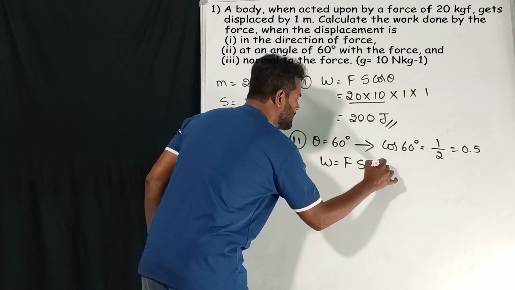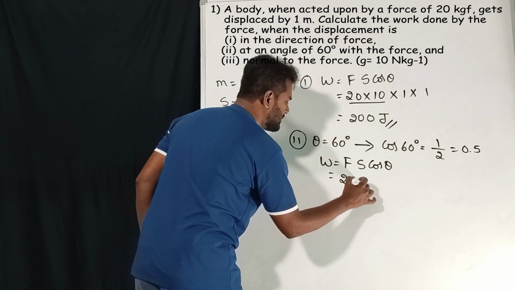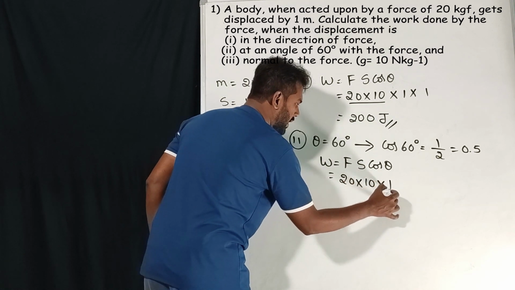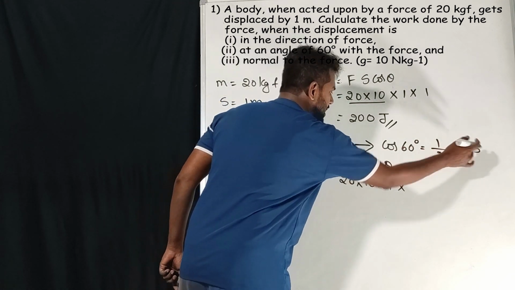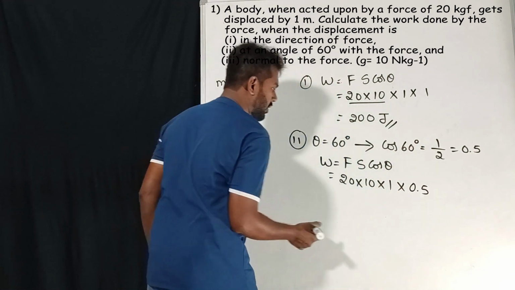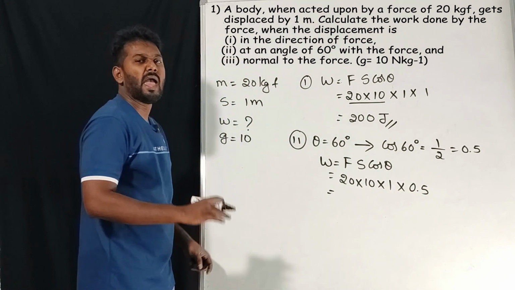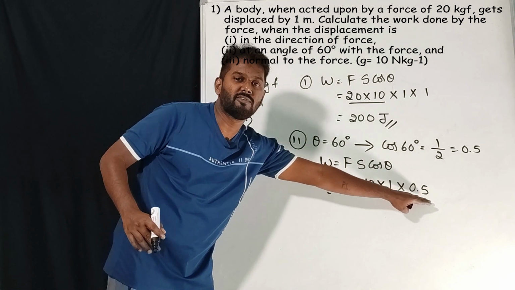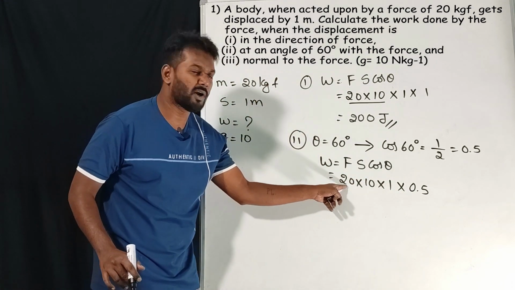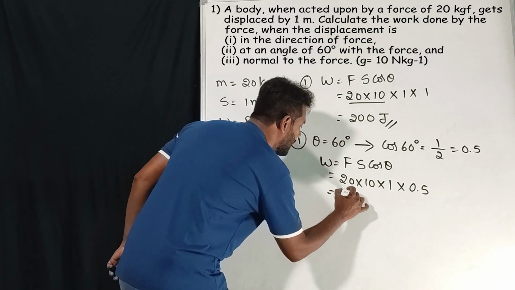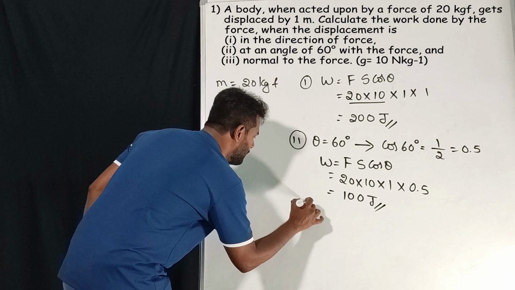W is equal to Fs cos theta. So F is 20 into 10, that remains same. S is again 1. What is cos theta? Cos theta is nothing but cos 60. What is cos 60? That is 0.5. Then 20 into 10, 200, 200 into 0.5. Any value, when it is multiplied with 0.5, whatever the value we have, that becomes half of it. So what is the half of 200? That is 100 joules. That's it. Next, third question.